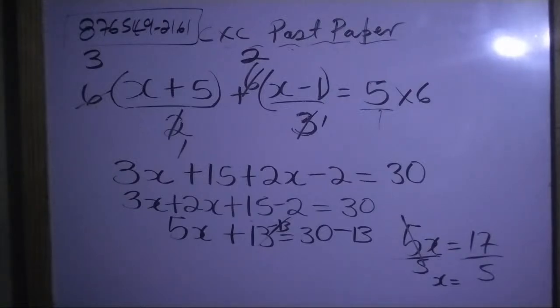Alright, Christopher says 17 over 5. Alright. So, guys, just remember the rule. Find the LCM and then you take it from there. Get rid of the denominator by multiplying through by the LCM. And of course, you divide by the coefficient and you expand and you're good.